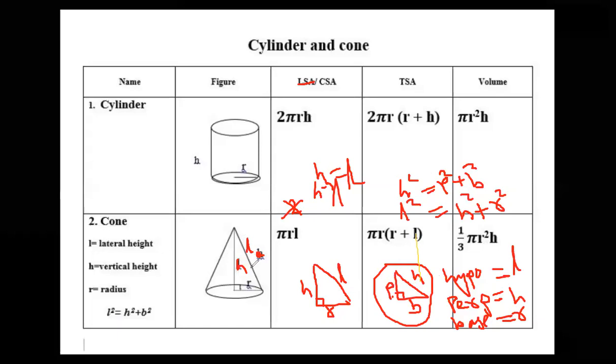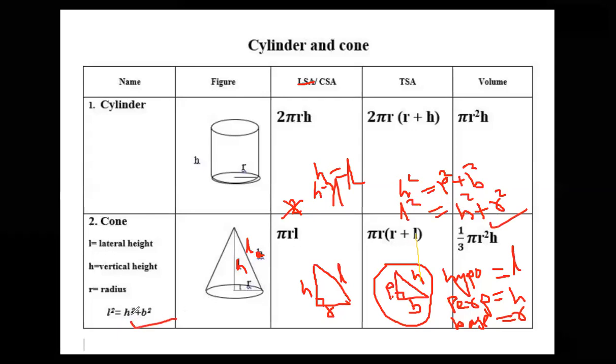Okay. So the slanted side we call the lateral height, the vertical side we call the height, and this is called the radius. Just remember the figure. The hypotenuse is the L over here. So L square equals H square plus R square is the next formula that we need to learn.